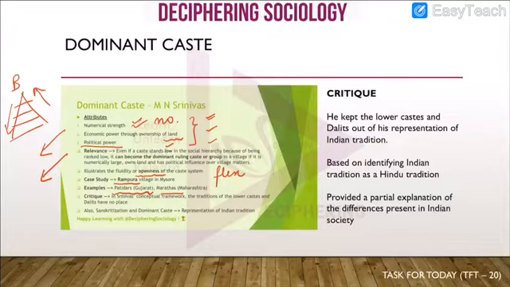But this concept of M.N. Srinivas has been critiqued on the following grounds. The first one is that he kept the lower castes and the Dalits out of his representation of Indian tradition. He did not include them while studying. Second was that he identified the Indian tradition as a Hindu tradition. Also, other thinkers say that his perspective provides only a partial explanation of the differences, because he did not include certain classes. Also, he looked at only the Hindu tradition.